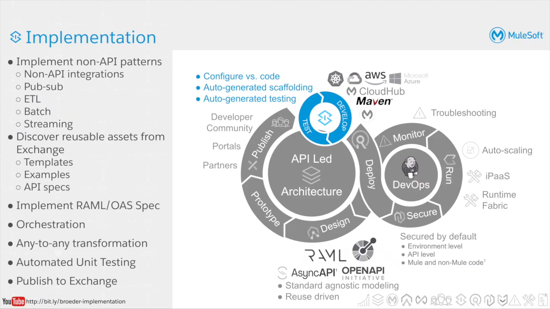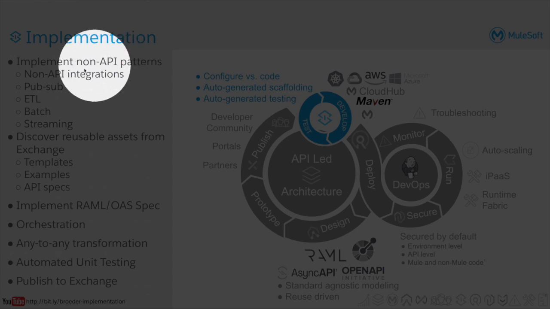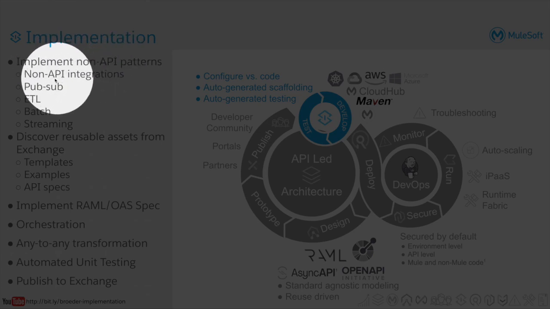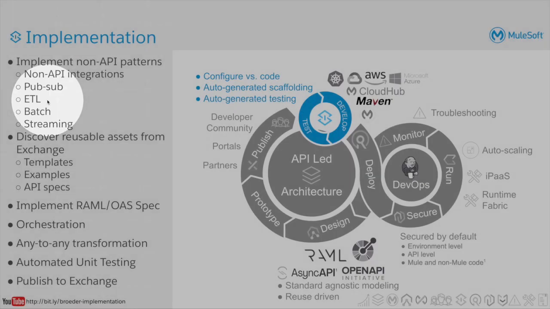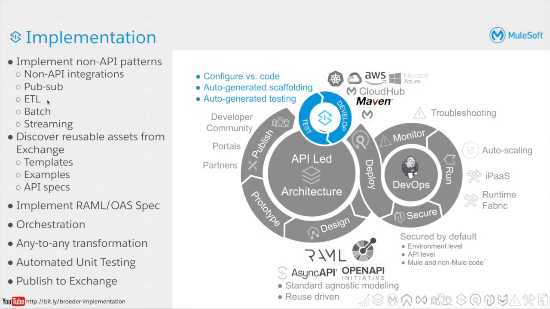Let's look at how we implement solutions in the Anypoint platform. When we think about what we need to implement, we're really talking about a number of different things. First of all, what's the pattern that you are trying to implement? Could it be non-API based integrations like maybe PubSub, ETL, batch, and streaming? Are you implementing an API?